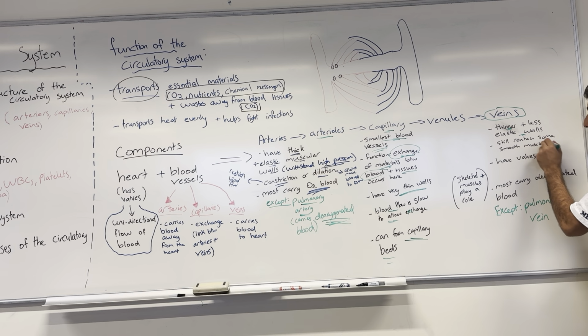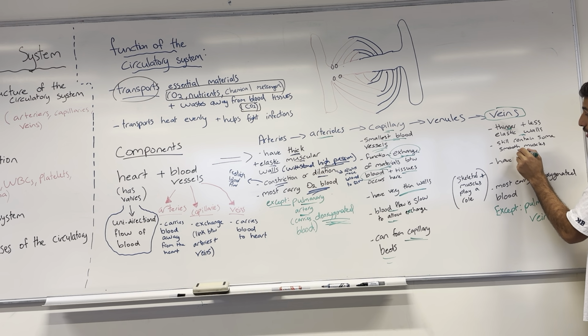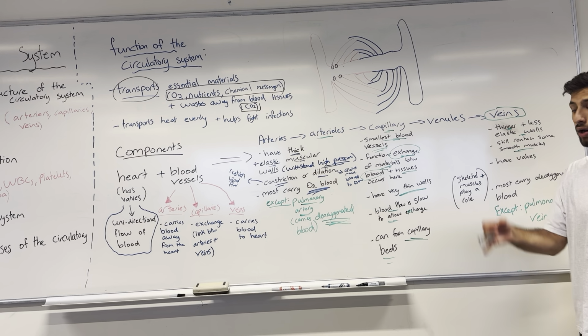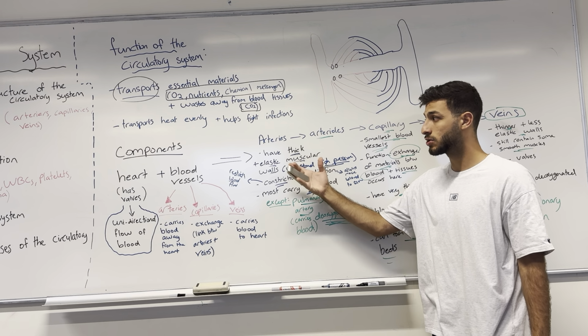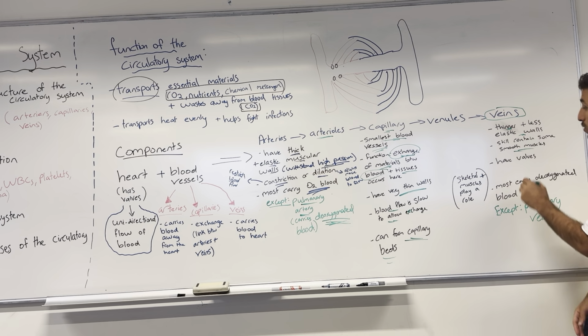And also some veins contain smooth muscles, so they can also constrict and dilate, but not to the same extent as in arteries. And they also have valves. Now, why do they have valves?